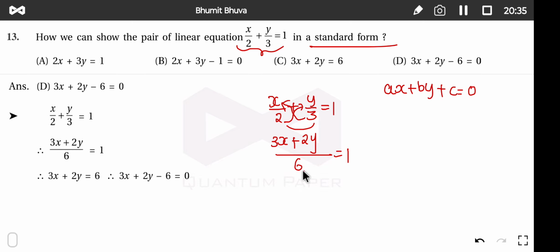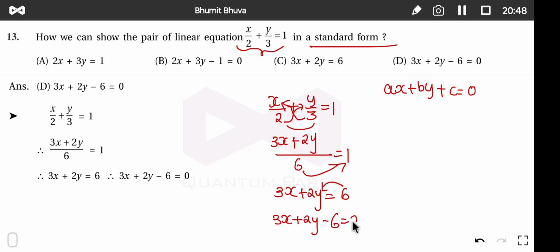Then we will multiply this 6 here. So 3x plus 2y is equal to 6 into 1, 6. If we take this 6 to this side, it will become 3x plus 2y minus 6 is equal to 0. So this is our correct answer. So which option is there? 3x plus 2y minus 6, option number D.